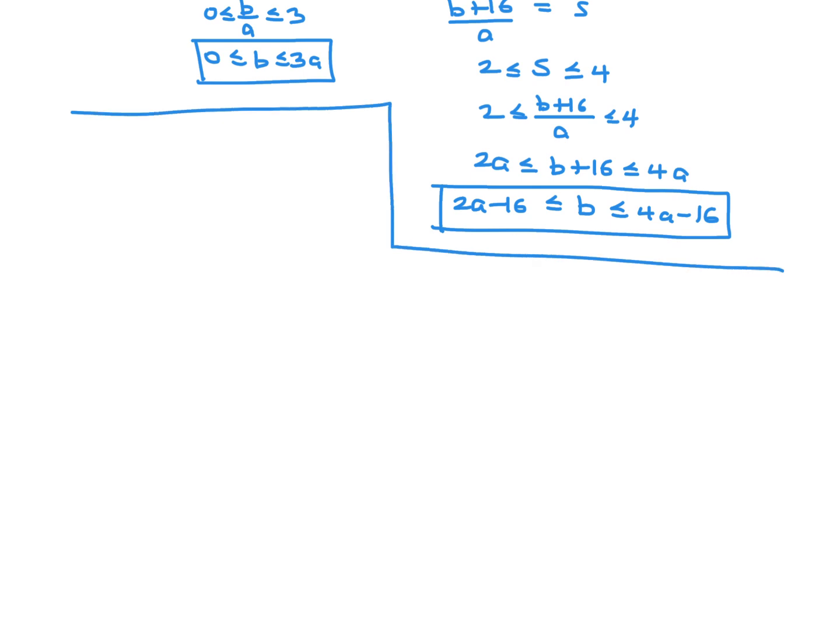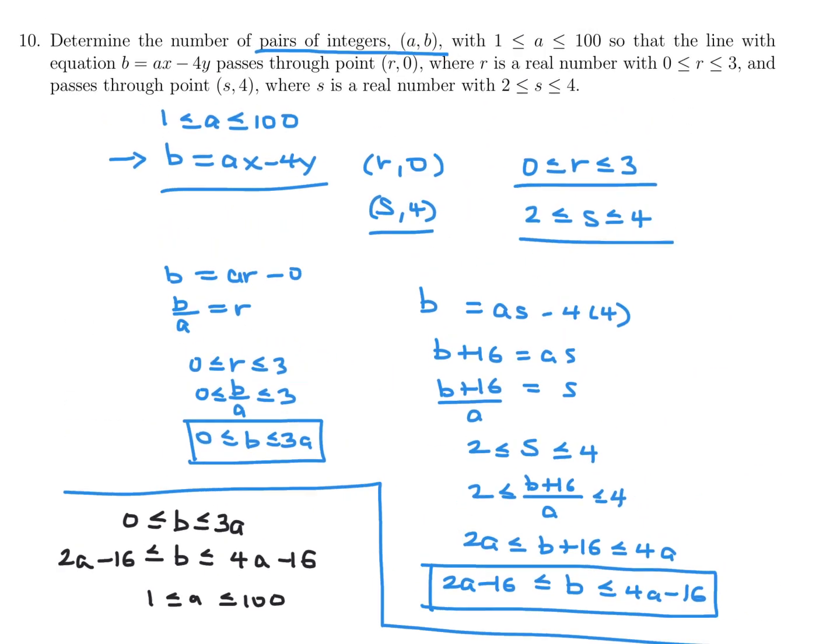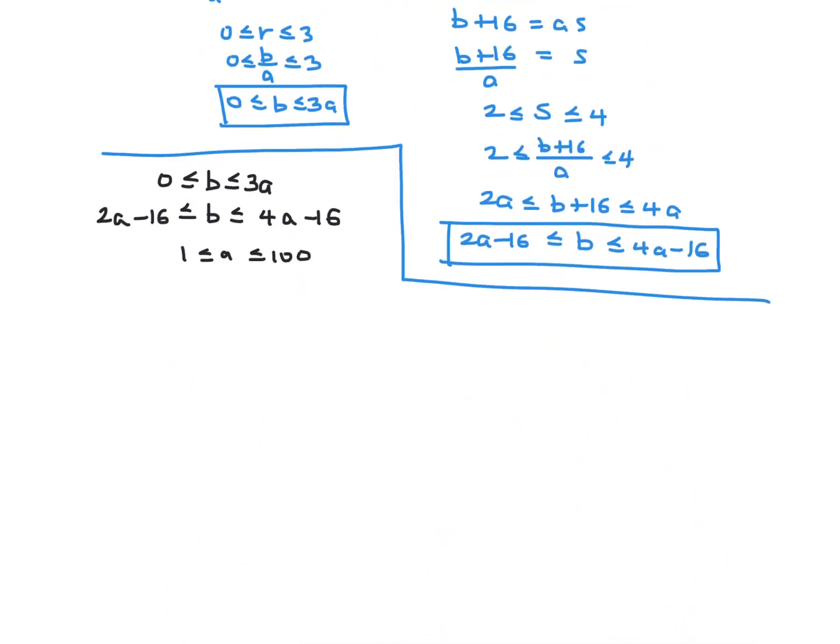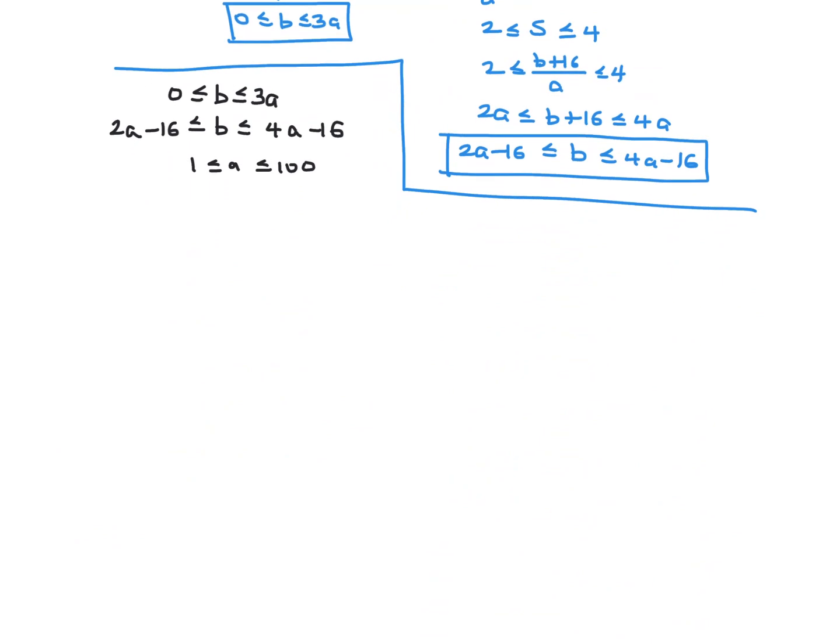Okay, so we've got two equations here. We got b is between 0 and 3a. And we have b is between 2a minus 16 and 4a minus 16. All right. So now we have to fiddle around with this. And a has a parameter, right? a is between 1 and 100, I believe. Is there a parameter for b other than the ones I've found? And the answer is no. Okay. All right. Okay, so let's play with this now.